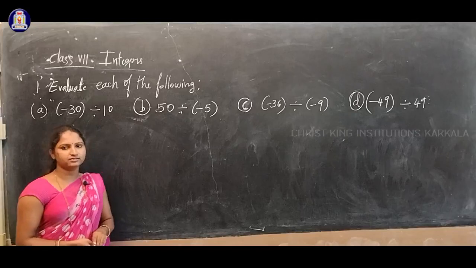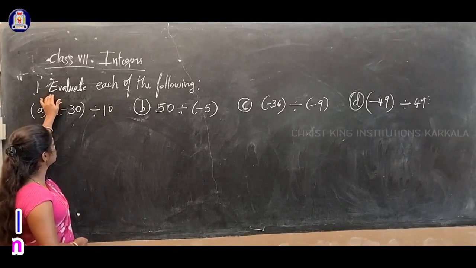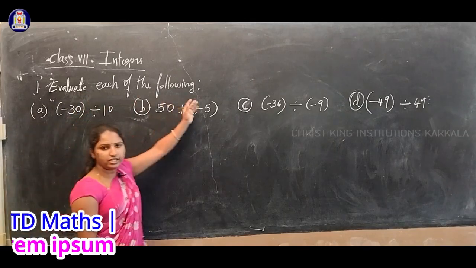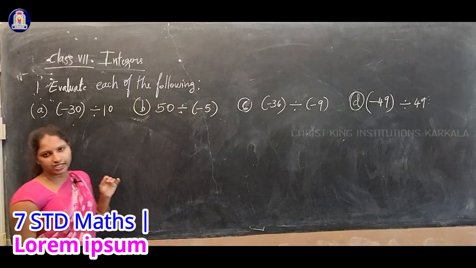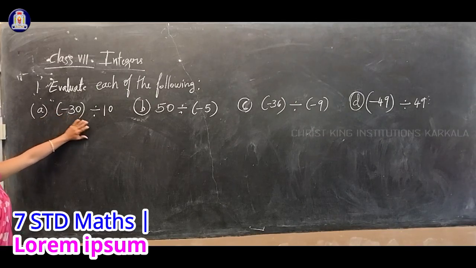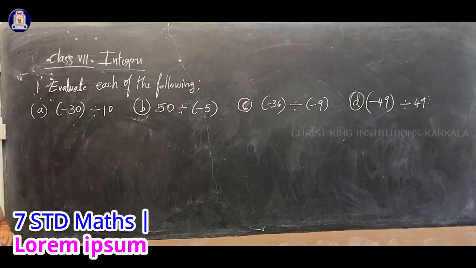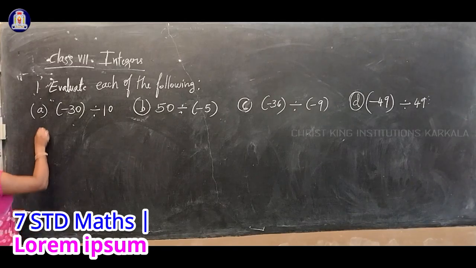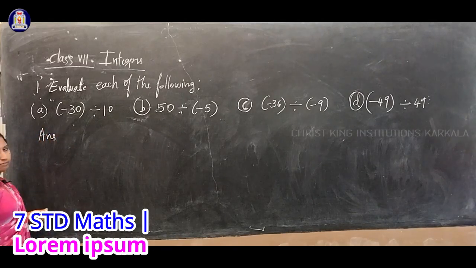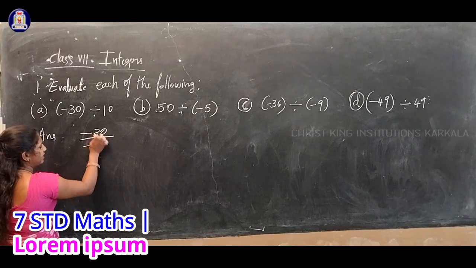Okay, next we see division of integers. In the first question, evaluate each of the following. The first one is minus 30 divided by 10. First, let's see how to divide minus 30 by 10.